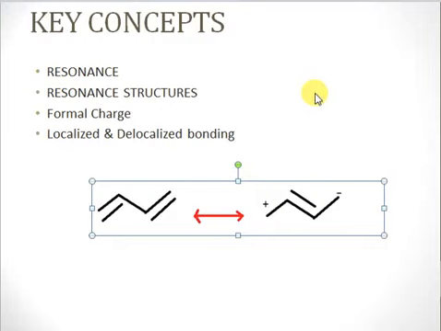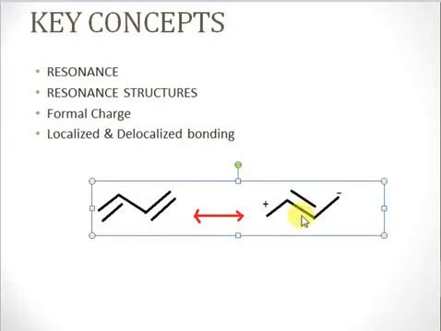So in this specific case, this butadiene structure and this structure, both of these are not the actual structure, but they are known as the resonance structures, and we may also call them the canonical forms. We may also call them contributing structures, right?